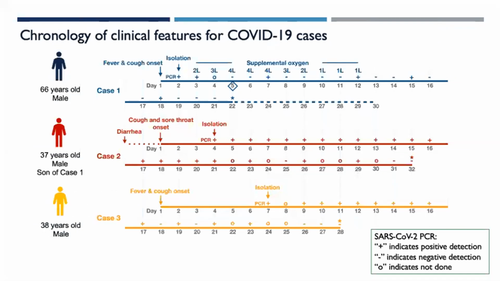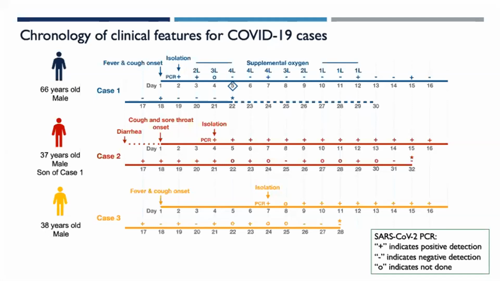Case 2 was a 37-year-old male, the son of case 1, and case 3 was a 38-year-old male. So if you look at the timeline of clinical features for the 3 COVID-19 cases that have been profiled, you'll see that SARS-CoV-2 PCR from throat swabs was done on almost a daily basis in the first few patients that were admitted into Singapore General Hospital.